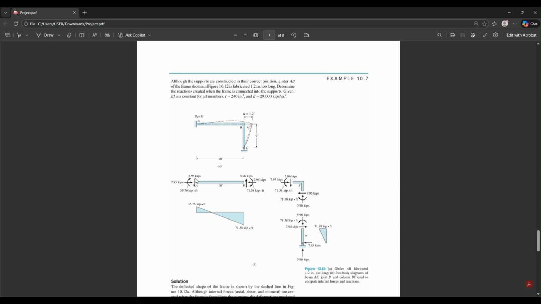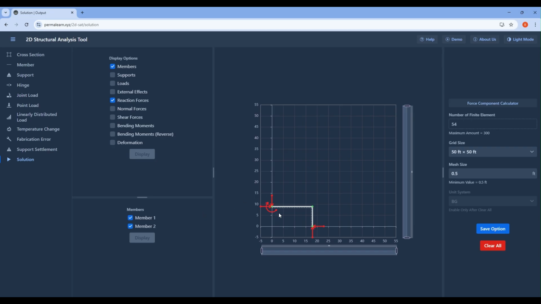And also for the reaction at A, 5.9 downward, 7.9 to the right, and clockwise of 35.7. The same here, clockwise, downward, and to the right. And that's it for this problem.